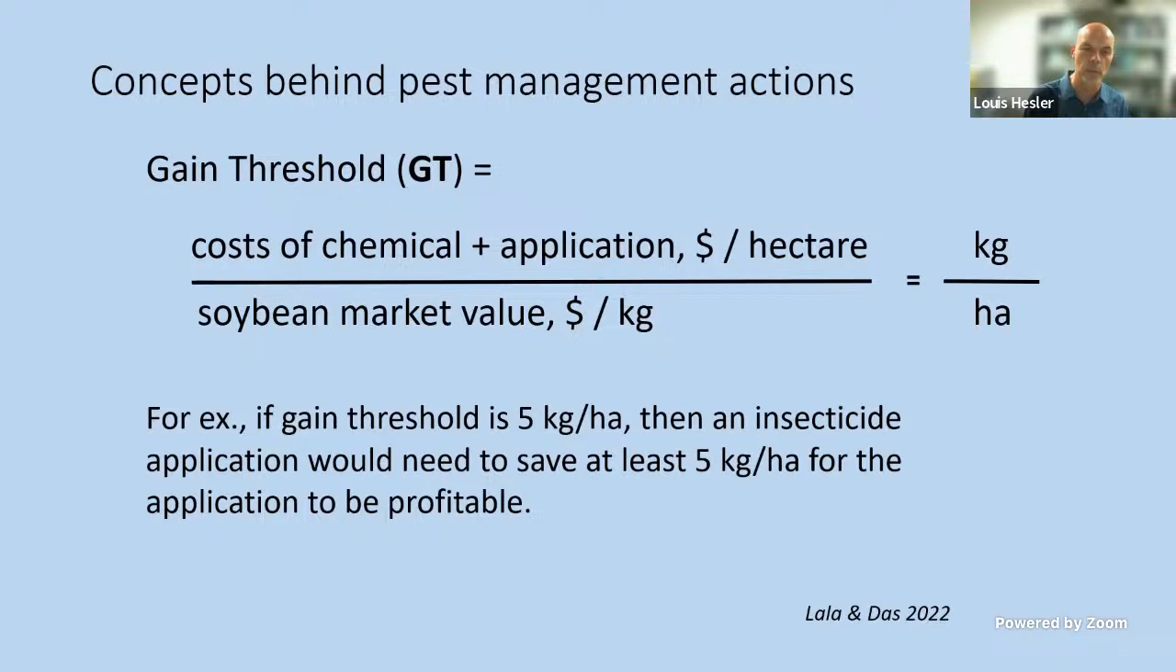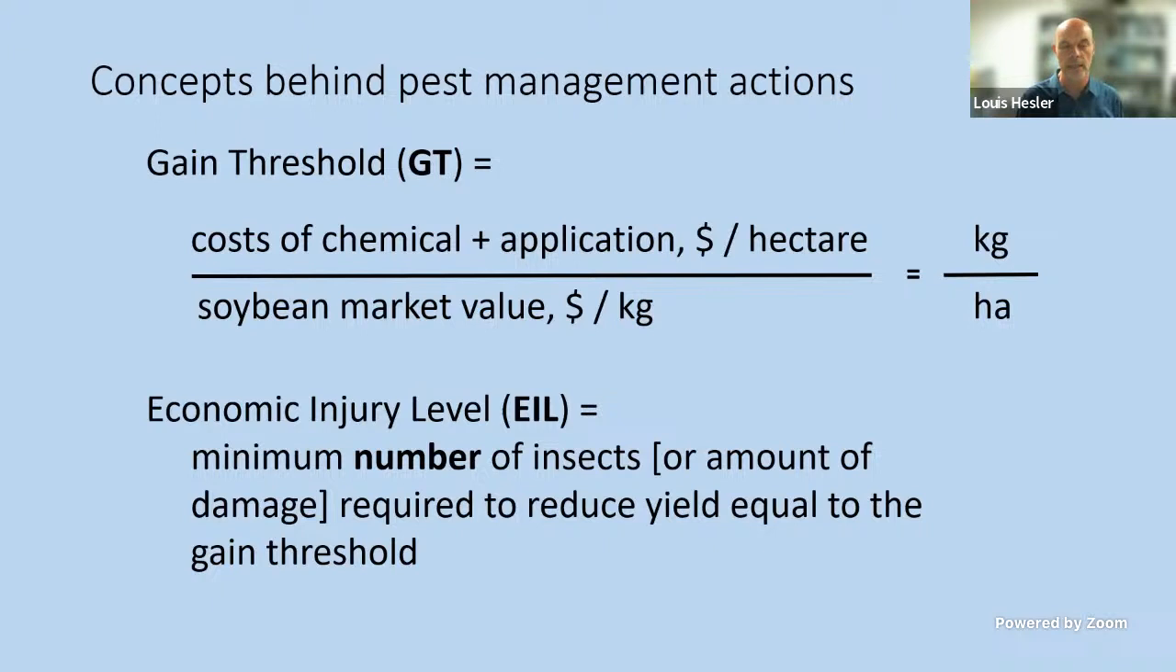And then one other measure that's tied to the gain threshold, and that is shown in the bottom of this slide, and that's the economic injury level. So the economic injury level, or EIL, sometimes called the economic damage level, is the minimum number of insects or amount of damage that's required to reduce yield equal to the gain threshold.